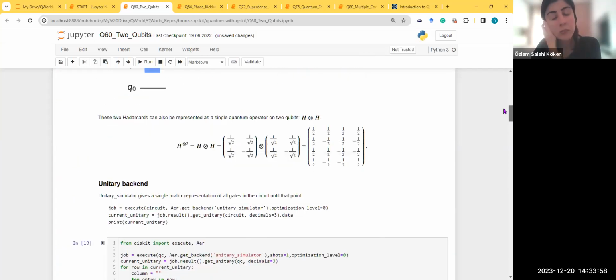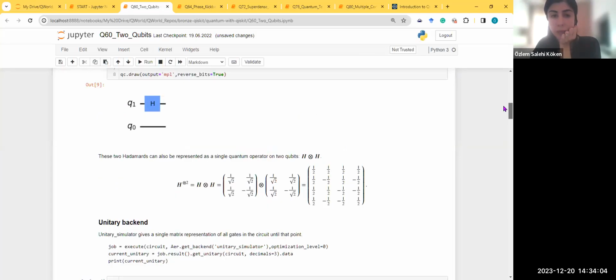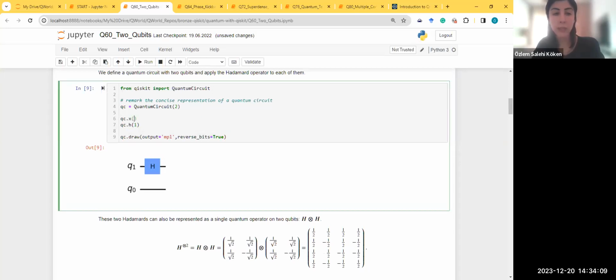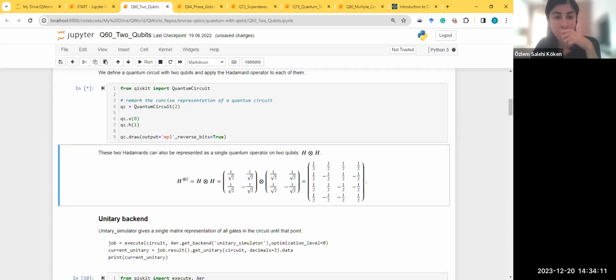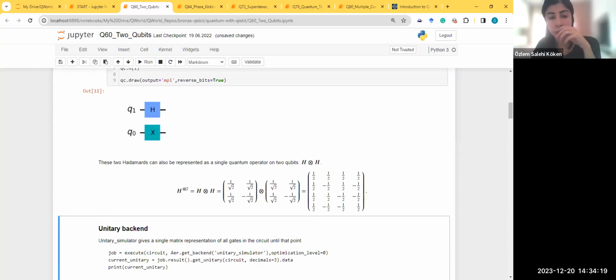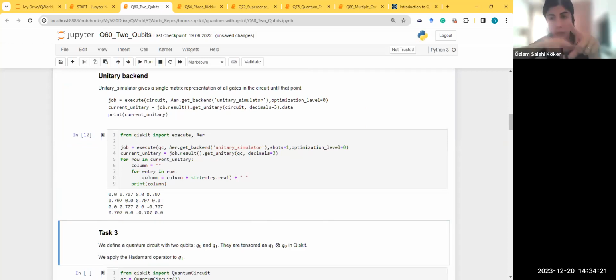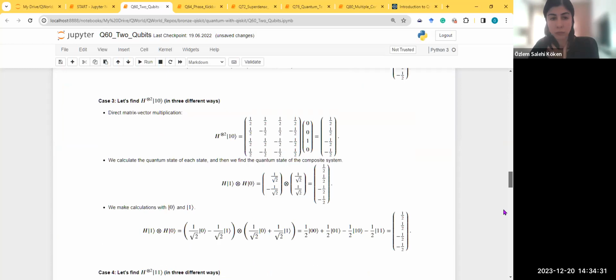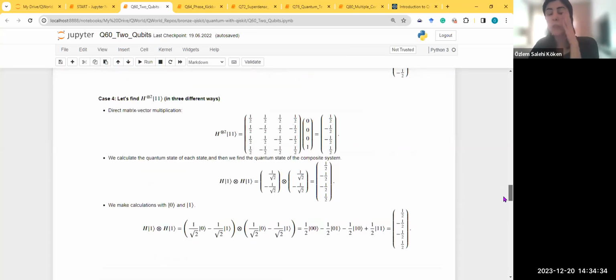Any questions? And suppose that I'm applying X on qubit 0, then the unitary applied on the system will be Hadamard tensor X. See, the diagonal is switched because this is Hadamard tensor X. Any questions?